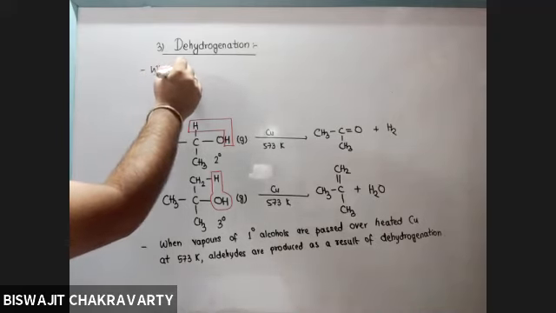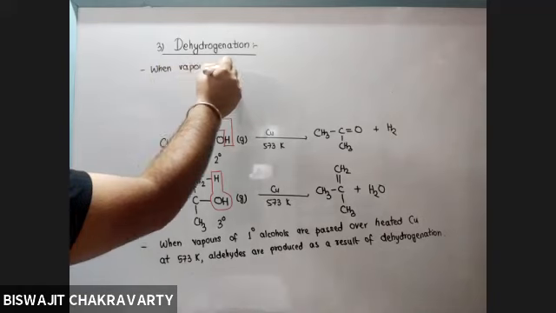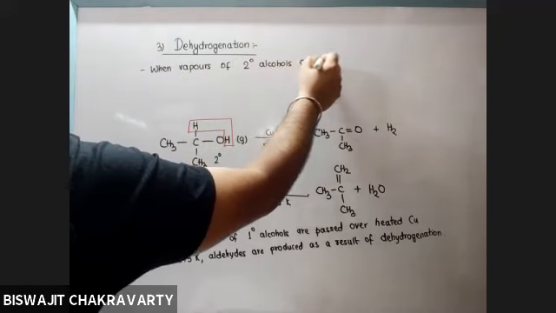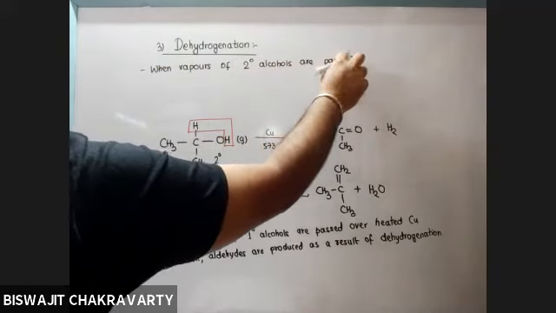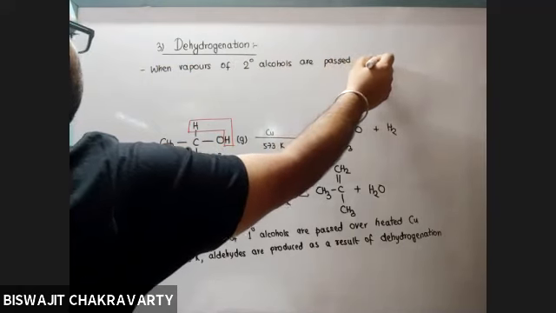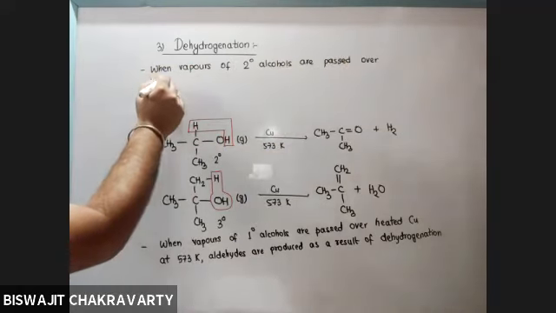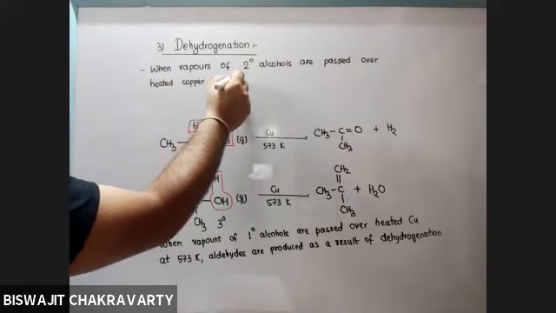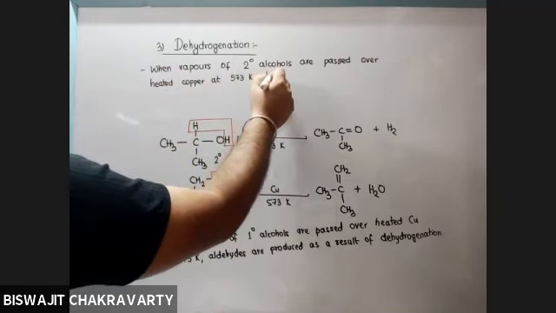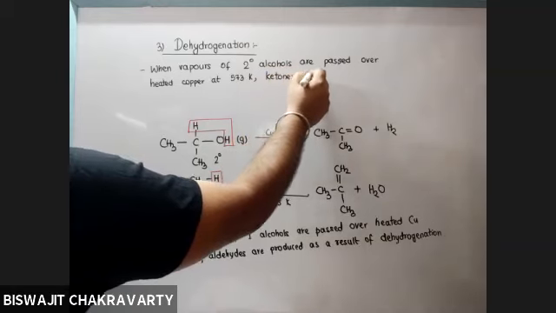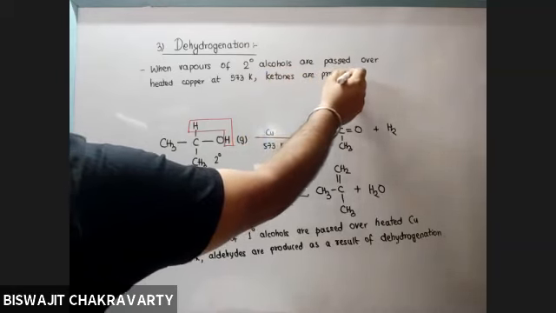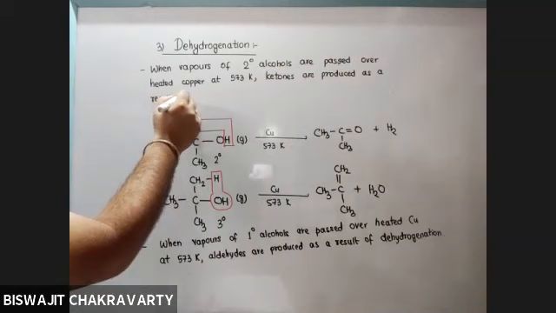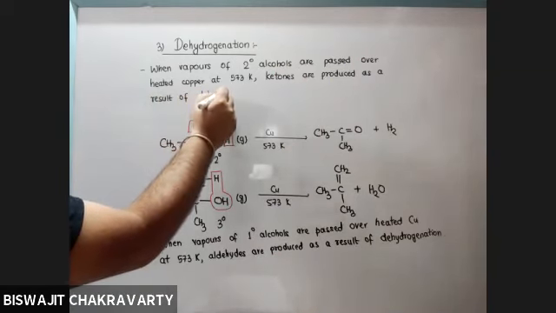When vapors of 2-degree alcohols are passed over heated copper at 573 Kelvin, ketones are produced as a result of dehydrogenation.